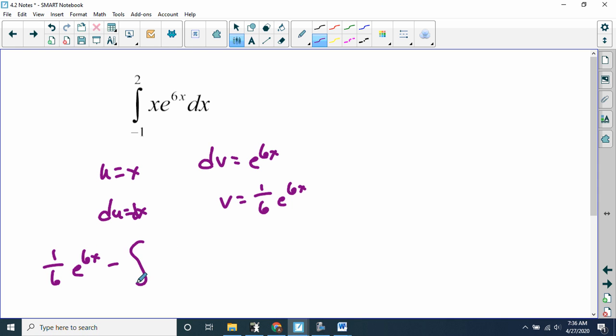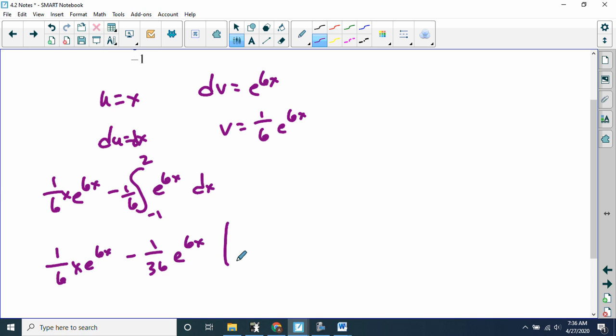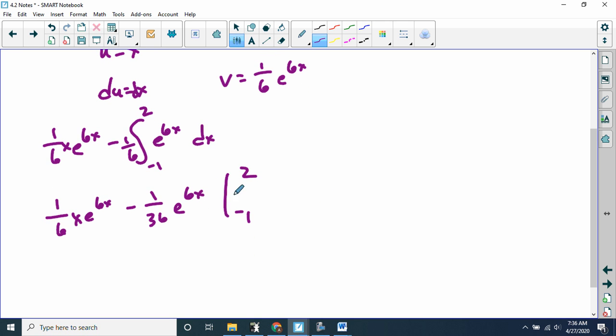minus the integral of v du. Finish your integrating. And then you can substitute in your values.